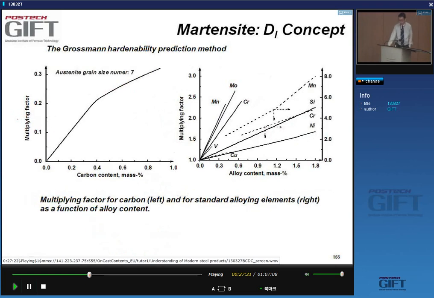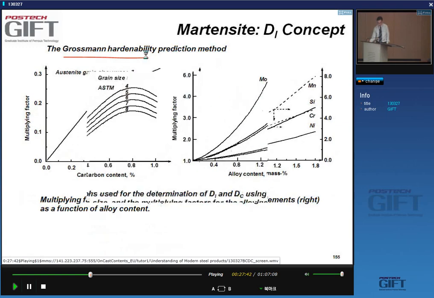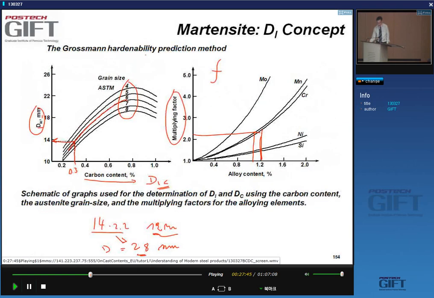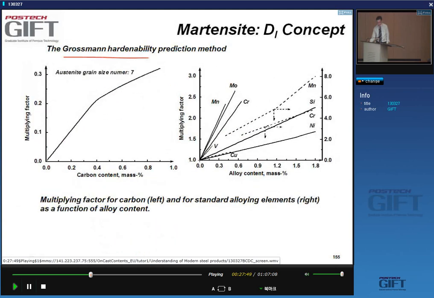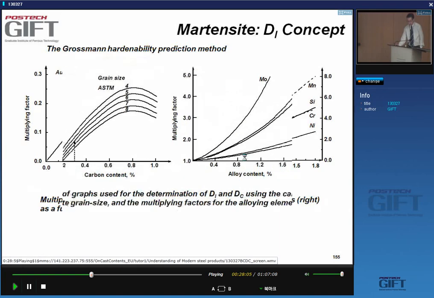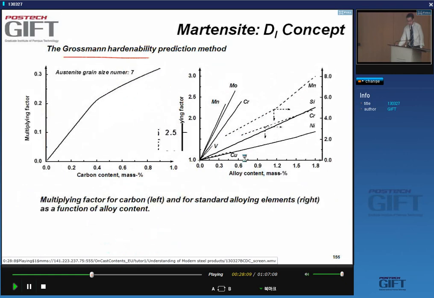This method is sometimes named Grossmann hardenability prediction. And the multiplying factors, there is the table I show you here. This is another example here, where we use a multiplying factor for carbon rather than a DC value. And here is a more recent figure for the determination of the multiplying factor for alloying elements, which can be used instead of the diagram here.